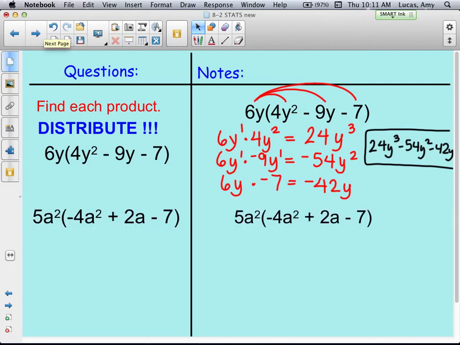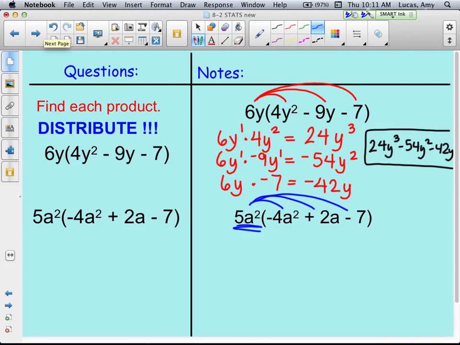Okay, our next one, I'm not going to do all of that writing out. I'm just going to assume that we know how to multiply these. So 5a squared times negative 4a squared would be negative 20a to the fourth power. The next one, 5a squared times 2a. 5 times 2 is 10. A squared times a is a to the third power. And last, 5a squared times negative 7 would be negative 35a squared.